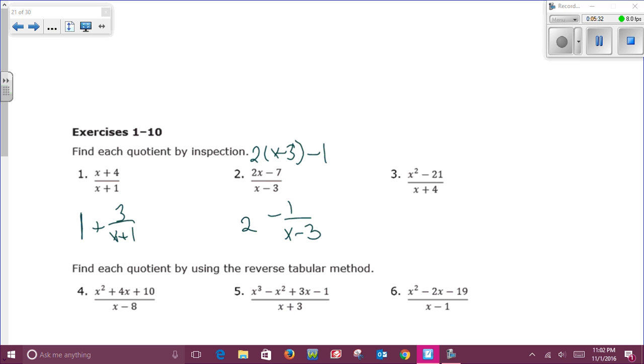X squared minus 21, x plus 4. By inspection, I have to find the closest thing to 4 that's a perfect square, and that would be 16. So that means this is x squared minus 16. Ah, it turned into a plus. That wasn't very good. Hang on, let me erase that.